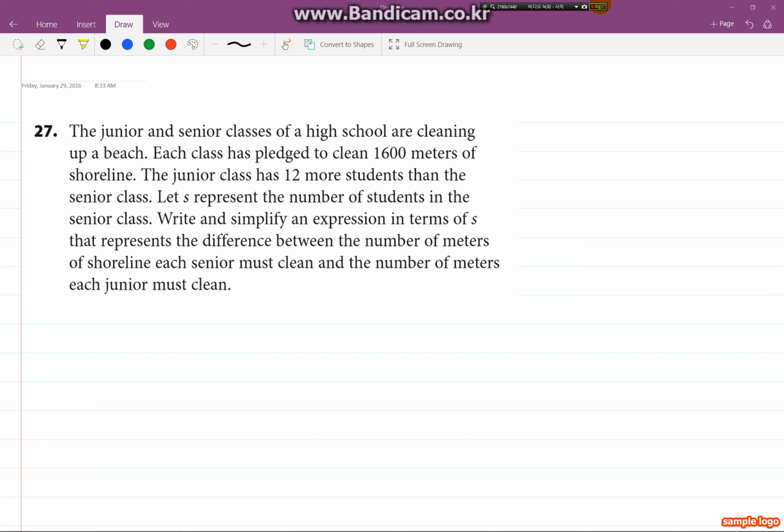Okay, number 27. Where should we go right away? Don't start reading from the beginning. Let's go to the part, normally it's the last sentence.